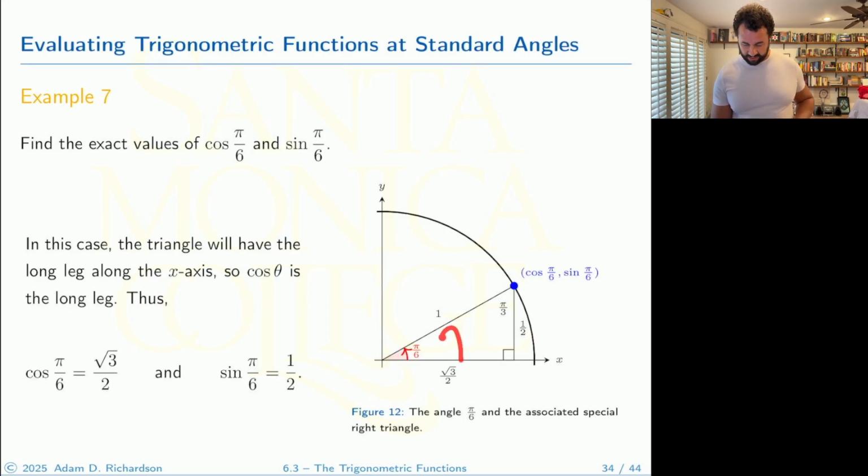So here we go. This is what pi over 6 looks like. It's the shallower one. It's not tipped up really high. It's shallow, a little bit up like that. Okay? So that means that sine is the short leg, it's 1/2. Cosine is the long leg, it's root 3 over 2. Done. That's it.